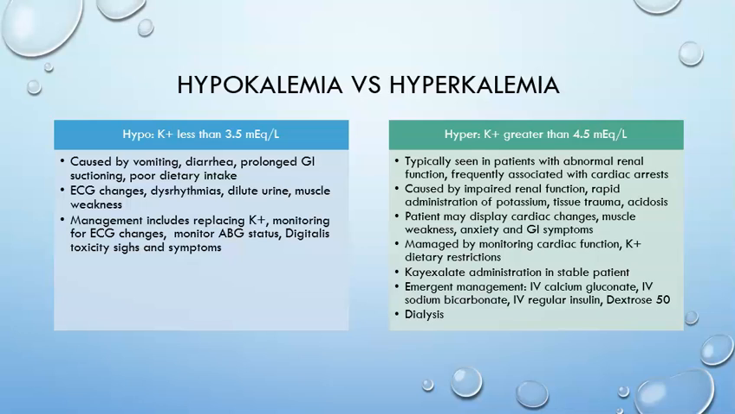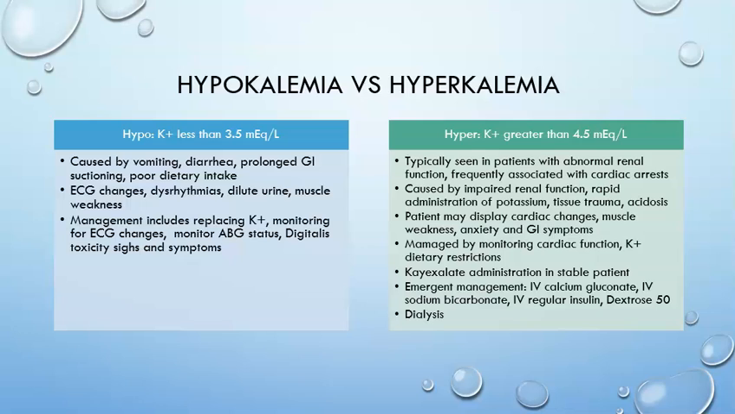Hyperkalemia. This is seen in patients with abnormal renal function. If our potassium level gets too high, it can lead to a cardiac arrest. You'll see some patients with impaired renal function who will have a potassium level upwards of 6 or 7. These are critical levels. They need to be managed immediately, because these patients can go into cardiac arrest.